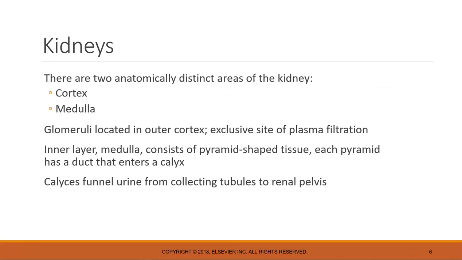There are 2 anatomically distinct areas of the kidney, the cortex and the medulla. Glomeruli are located in the outer cortex, and this is the exclusive site of plasma filtration. This is where the blood is actually filtered. The inner layer, or medulla, consists of pyramid-shaped tissues. Each pyramid has a duct that enters a calyx. The calyces funnel urine from collecting tubules to the renal pelvis.